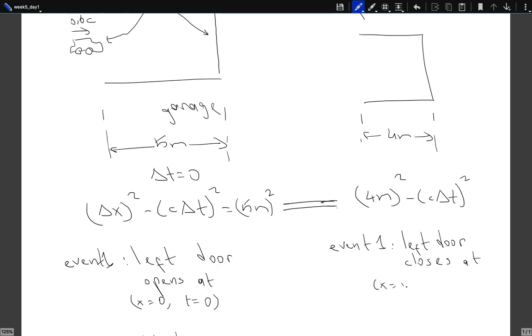Let's also call its position x = 0, x prime = 0, t prime = 0. We are just choosing our origin in the other reference frame, the origin of the coordinates and the origin of time.